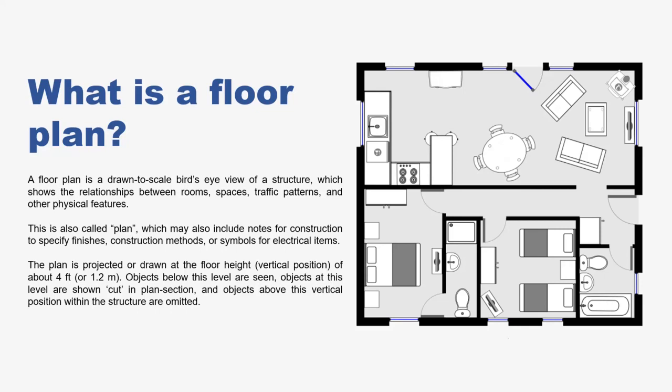We can also add notes at the upper right corner. So the plan is projected or drawn at a vertical position of about 4 feet or 1.2 meters above the floor, depending on the standard we are following. Objects below this level are seen. Objects at this level are shown cut in plan section, and objects above this vertical position within this structure are omitted. In drawing floor plans, we have 2D floor plans and 3D floor plans.